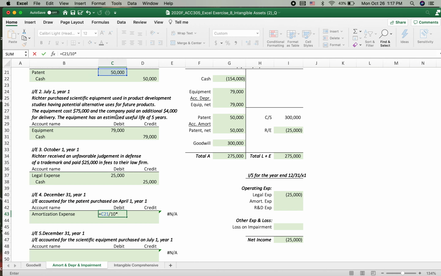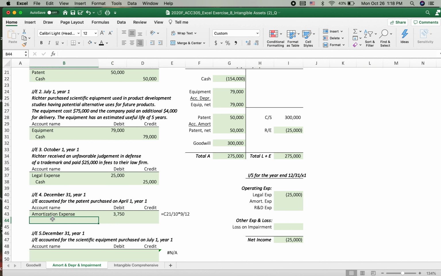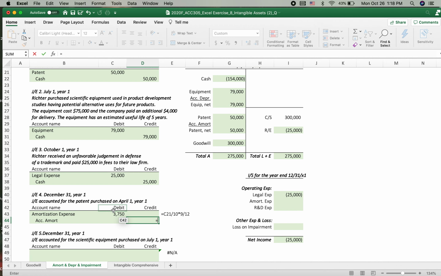And then how many months? It was purchased on April 1st, so 9 divided by 12 months. So 3,750 is the cost the company should expense. The company should recognize this to allocate the acquisition cost of $50,000 of the patent. Okay, so we record amortization expense on the debit, and then accumulated amortization on the balance sheet, the same amount.